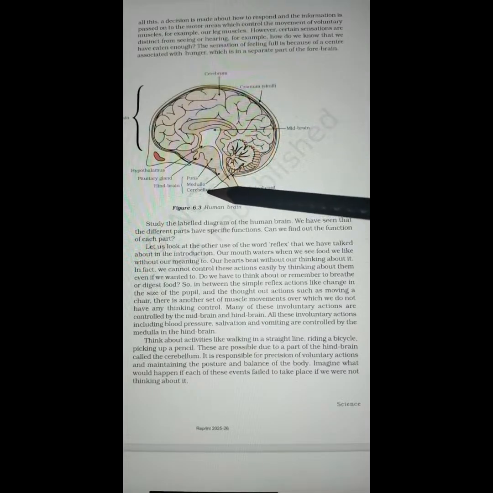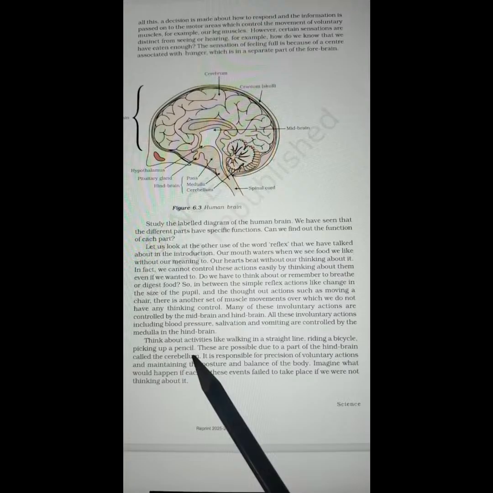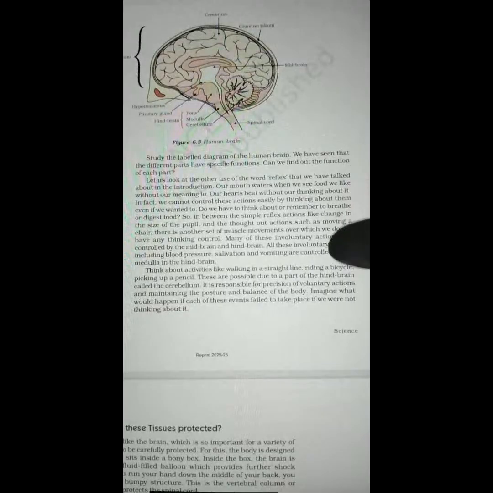In case of cerebellum, you need to write that this controls the balance of the body. So the permanent balance of the human body is because of this. You can also write examples as they have written here. Three examples are given: walking in a straight line, riding a bicycle, picking up a pencil. So this all comes in the example of cerebellum, right? But if I ask you a question and you are answering it, that means you are going to think and then you will be answering. So this is a part of cerebrum.